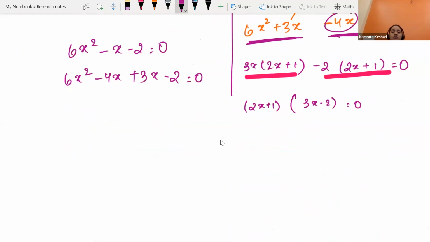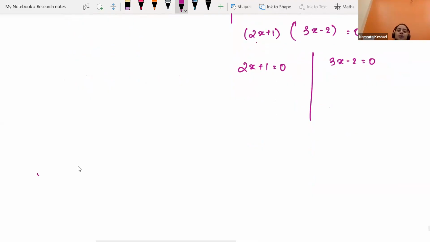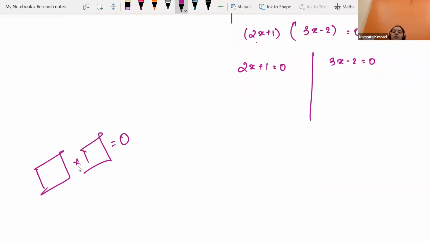Okay, so to get the roots of this quadratic equation, what we will do, we will set 2x plus 1 is equals to 0 and 3x minus 2 is equals to 0. Because there is a logic behind it: whenever two numbers, two terms multiplied together generate zero, we understand that either the first term will be zero, or maybe the second term will be zero, or maybe both will be zero, then only the multiplication's result will be zero. Otherwise it is not possible.